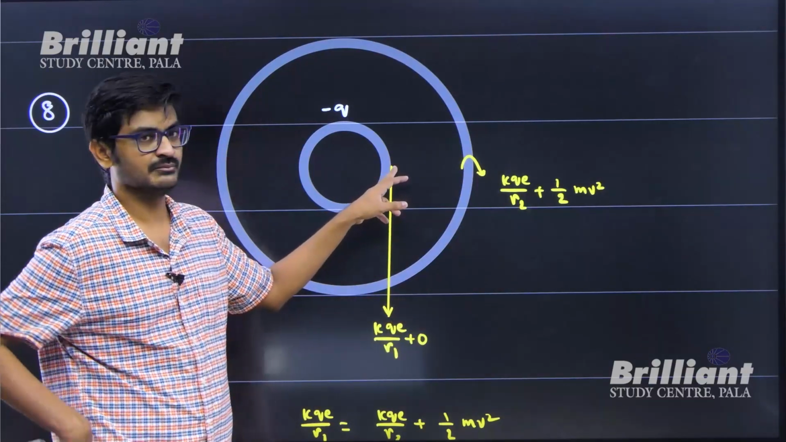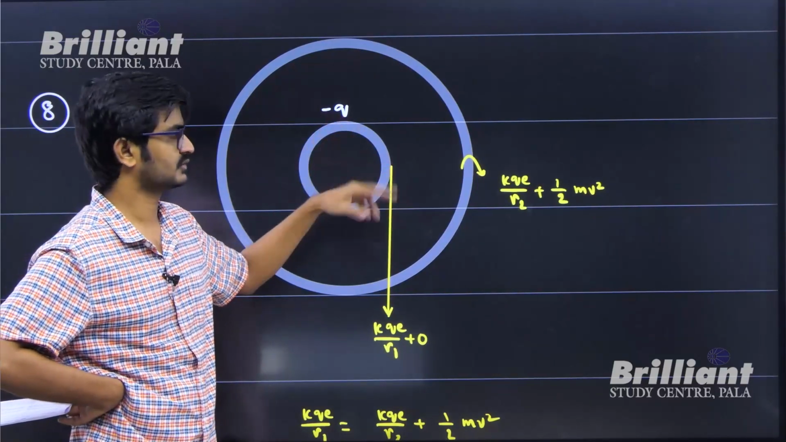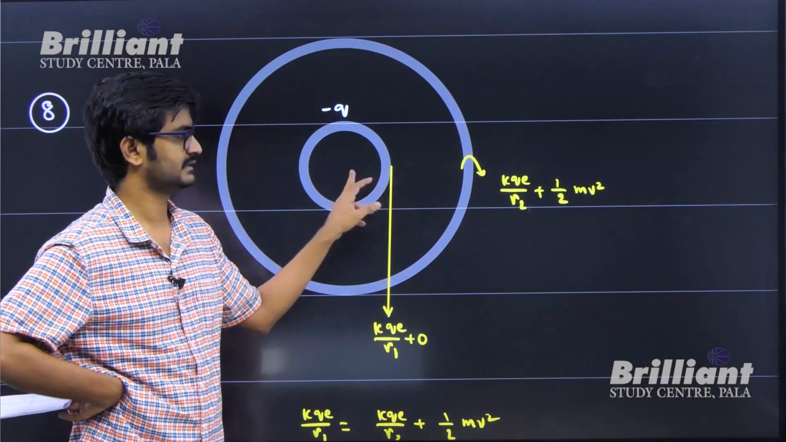So what will be the potential energy? This is a negative charge, the electron is a negative charge, so the potential energy is going to be positive, k q1 q2 by r, k q1 q2 by r1. This distance, this radius, is r1.